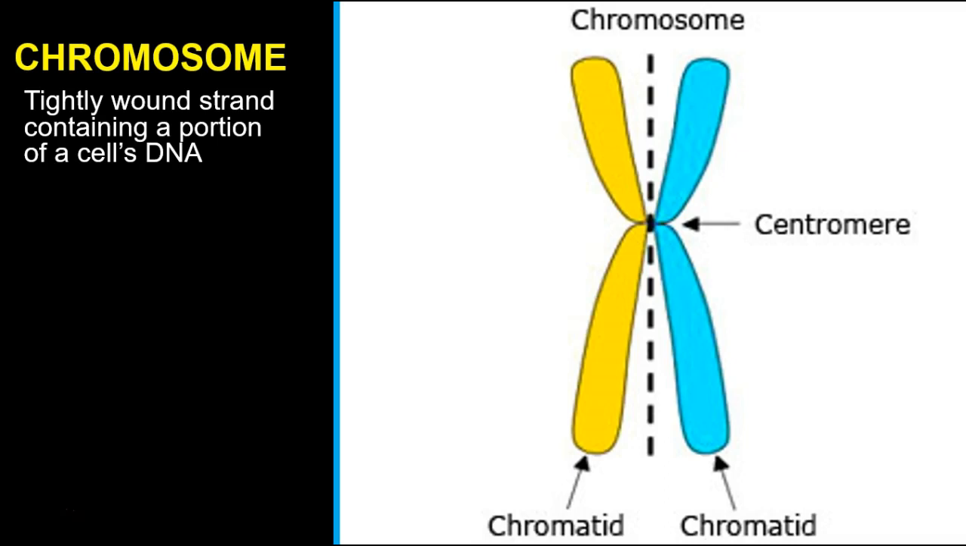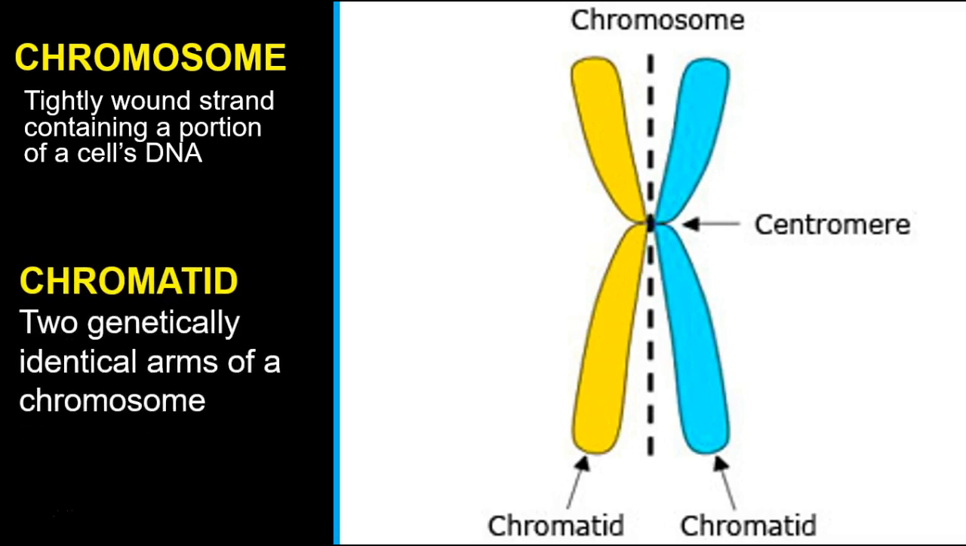No one chromosome contains all of a cell's DNA, unless that organism's DNA is very short. In most organisms, they have multiple chromosomes to contain all of the DNA. And a chromatid is two genetically identical arms of a chromosome, and they're sometimes called sister chromatids.